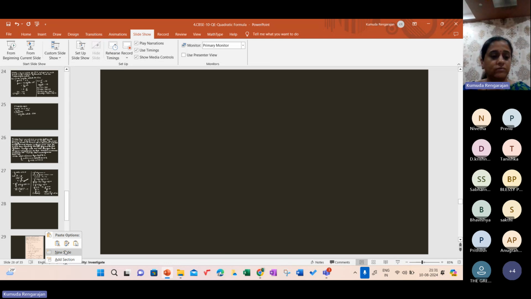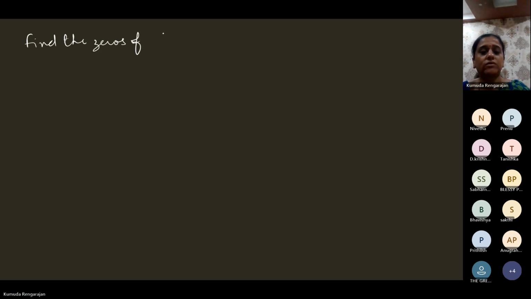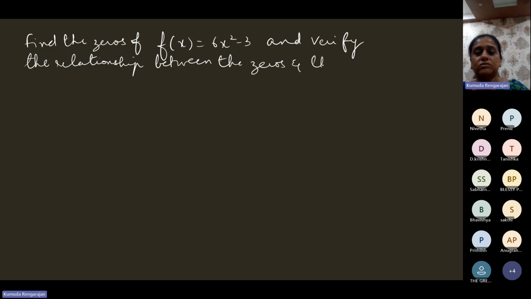Now there's a question from another student. Let's just see how much we can recall from polynomials. Now, the question is find the zeros of f of x equals 6x squared minus 3 and verify the relationship between the zeros and the coefficients.